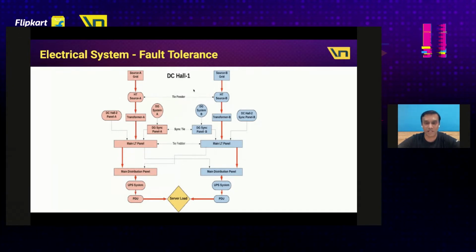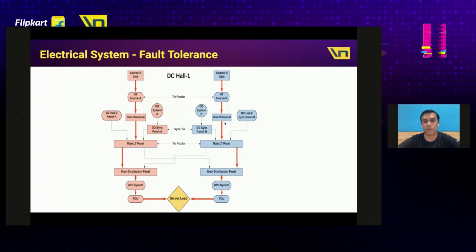But to enable fault tolerance, we have 2N redundancy, which means each of these components is redundant. We have two of them in the data center, and a failure in any one of them will not impact our data center in any way. For example, for the source power which comes into the data center, we have two different geographically distant grids which supply the power. So even if one of them goes down, the other grid supplies the power to the other HT source. If transformer A goes down, transformer B automatically kicks in within a few seconds and feeds the other LT panel, and the load gets distributed.